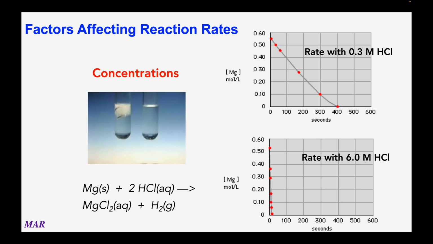So on the right-hand side there are two graphs corresponding to the different HCl concentrations. In the graph with 6 molar concentration, which is on the bottom there, you can see it's almost a straight up and down line. It's a very, very fast reaction. The whole reaction was done in, say, less than 50 seconds. On the other hand, with the 0.3 molar HCl, you can see it took closer to 400 seconds to get to approximately 0 magnesium. So the concentration does make a big difference. The bigger the concentration value, the faster the reaction in general, which is kind of a cool thing.